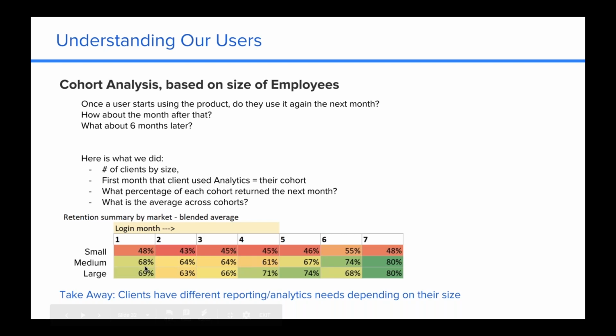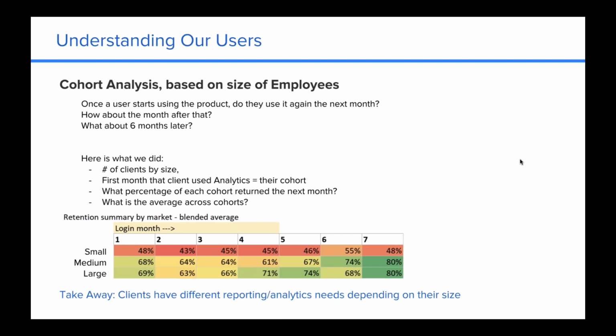So here's how we did it. Like I said, we broke down by size, so we bucketed everybody into small, medium, or large. And then we started looking at, did they log in this month, and did they log in again the next month? So you can see here at the bottom, you have small, medium, large, and then the first month returning login, and then did they come back in the second, third, and so on and so forth.